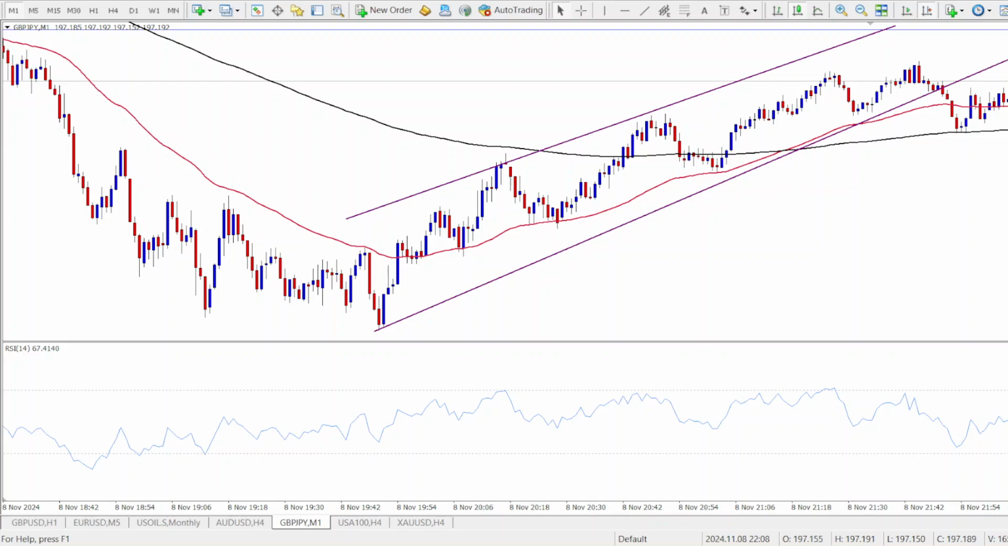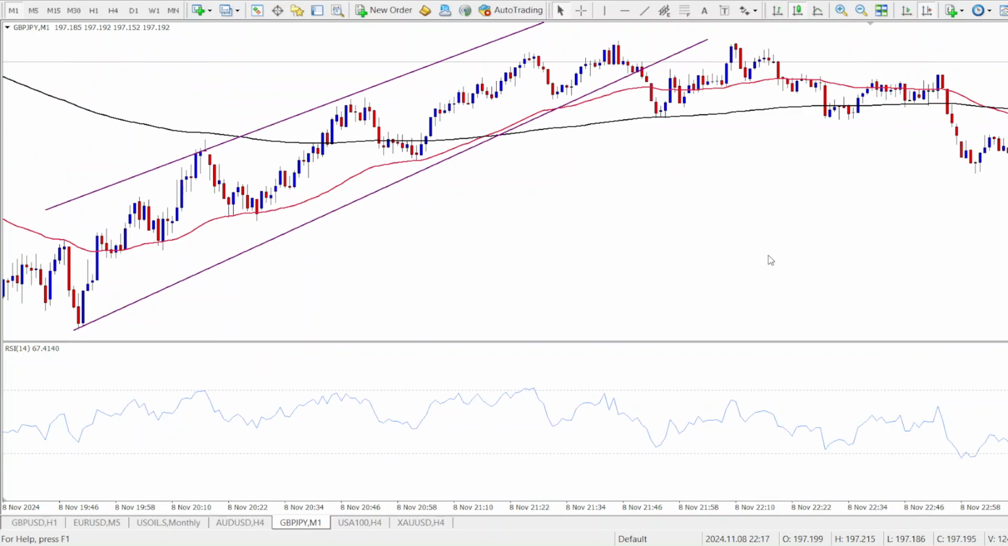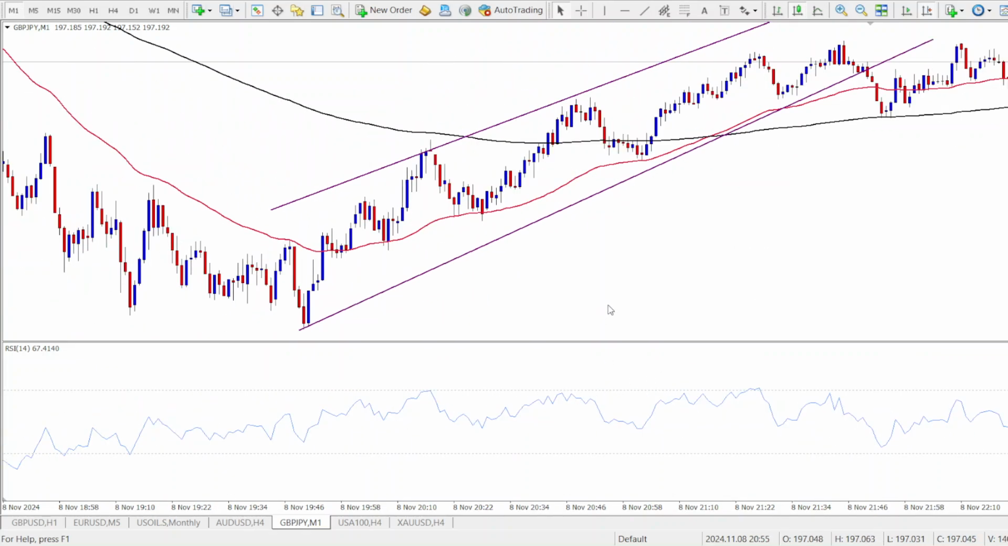Now after that, you should check the RSI to confirm overbought or oversold conditions. That is when you want to pick an entry, when you want to enter a trade. You have to look out for the RSI. Then thirdly, you should set your entry points based on the pullbacks within the trend.